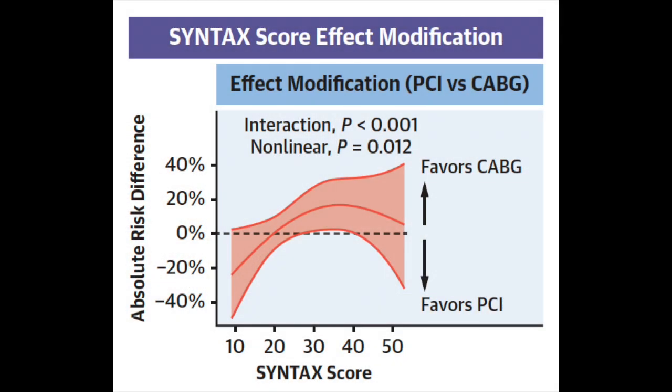As the coronary complexity increases, it flattens off and then curves down, and above a syntax score of about 40-ish or so, the curves go back across zero.